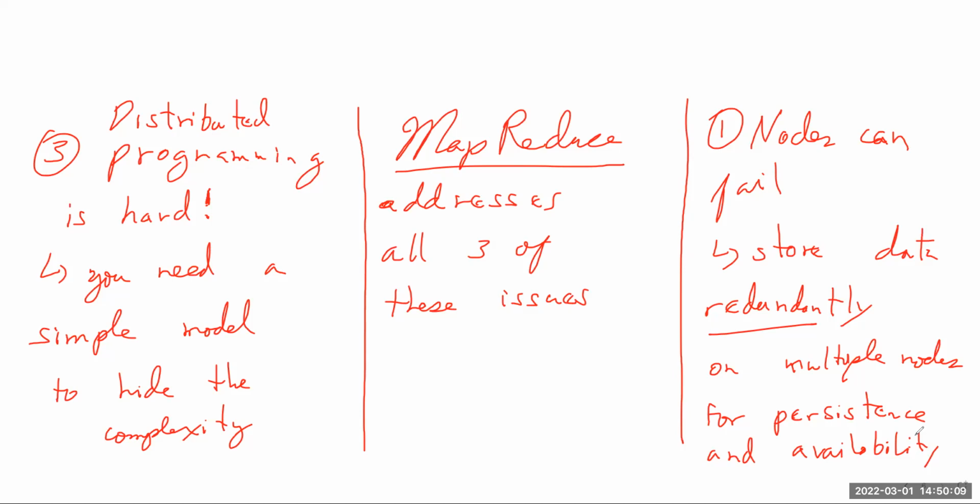Any other questions? Nope. All right. So this is important, right? Nodes can fail. So you store data redundantly on multiple nodes for persistence and availability. And this hopefully will become a little bit more obvious as we move further. All right, so we're talking about how MapReduce addresses all of these three issues. Let's move to number 2.